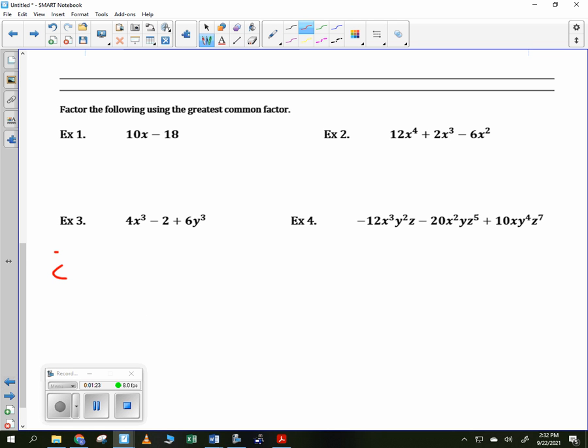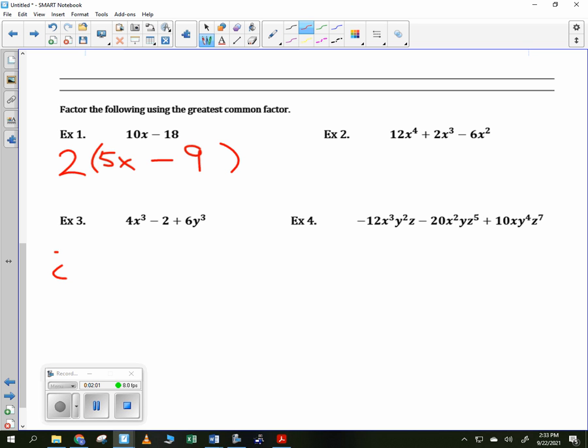Greatest common factor. Always the first and most important element to factoring. We look at the 10x and we look at the 18. What are 10 and 18 both divisible by? 2. Do they both have an x? No. So we just take out 2. The question that we now ask is, 2 times what is 10x? 5x. 2 times what is 18? So the nice thing about factoring is you can always check your answer. If you multiply it back out, you should get what you started with.